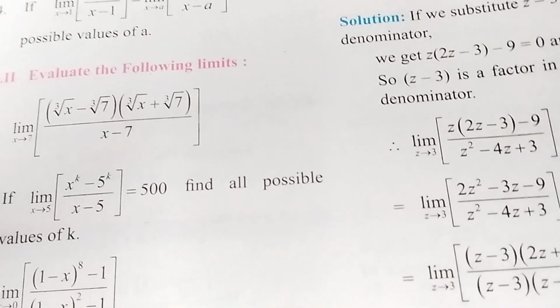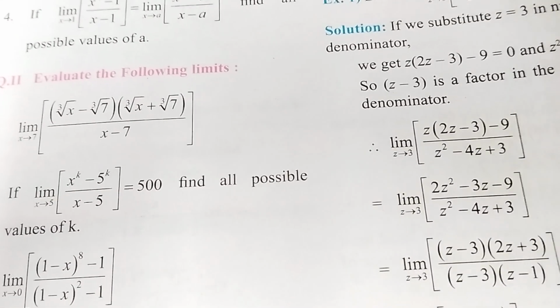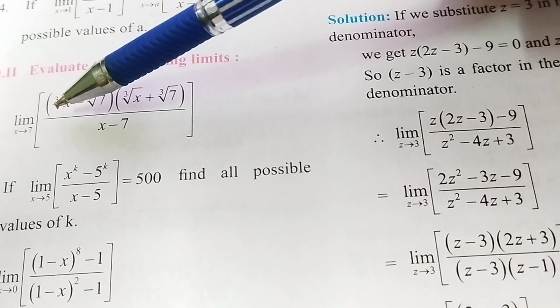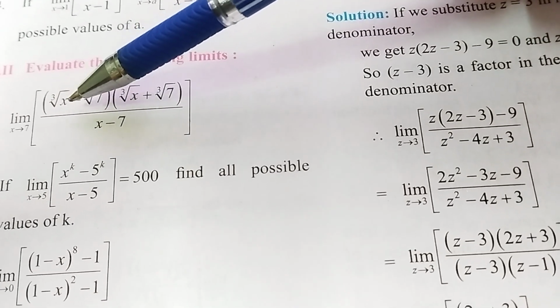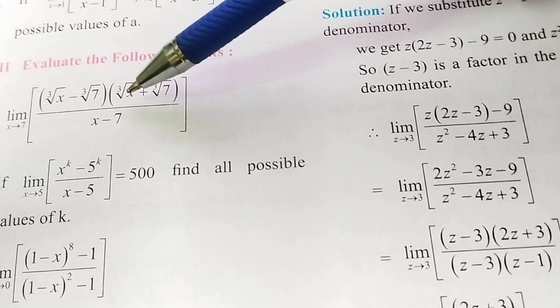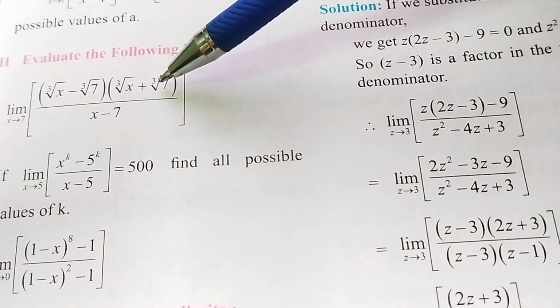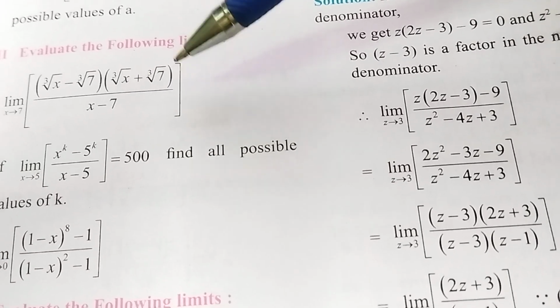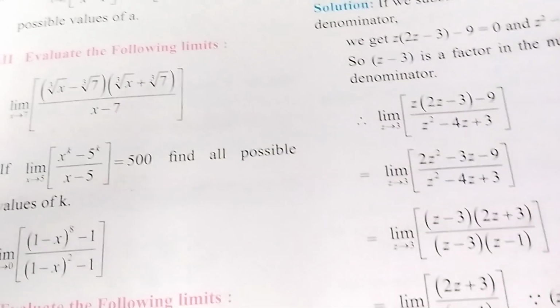दोस्तों, so today we are starting with practice set 7.1, question number 2. First one: limit x tends to 7, open bracket, cube root of x minus cube root of 7, close the bracket, times open bracket, cube root of x plus cube root of 7, upon x minus 7, close the bracket. So first one, how to solve, let's see.